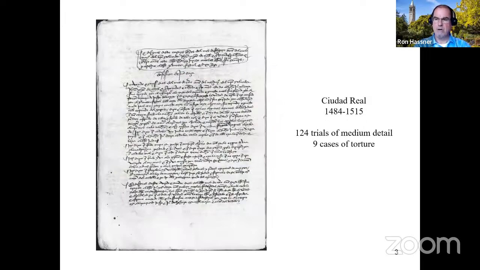First of all, I chose cases of torture that happened very early on in the history of the Inquisition, and that provided a moderate level of detail. So we have assembled, this is not my work, these are my scholarly predecessors, all the relevant trials of cases of heresy by the Spanish Inquisition in Ciudad Real between 1484 and 1515. Those are 124 trials. And in nine of these, torture is mentioned in some way. Either the person is tortured or the person is witness at a case in which torture is used, or the person mentions some other case of torture in the past.